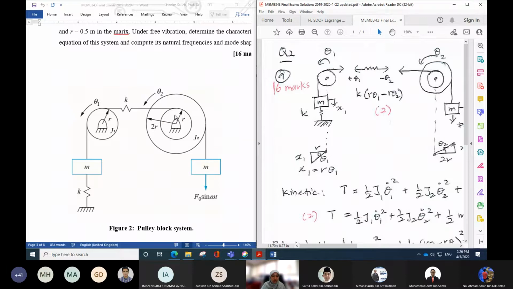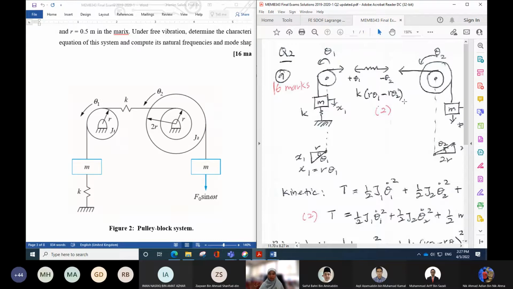This is the triangle. I hope you can see my cursor. Same as this one, the triangle is the displacement x and r, and you also have the theta. So this is the triangle over here. That's why the way you write it is, this is a linear spring, so it's supposed to be k(x1 minus x2) or (x2 minus x1), but now you have to write it in terms of theta 1 and theta 2. So the way I write it here is easy. You know that x2, theta 2 and theta 1 is counterclockwise, as I showed here.